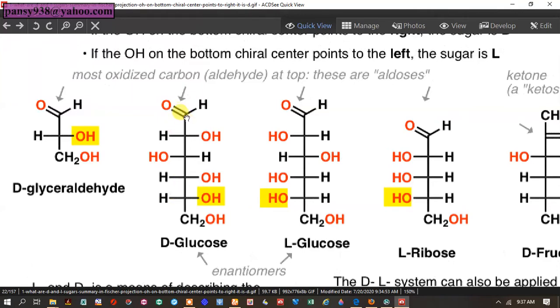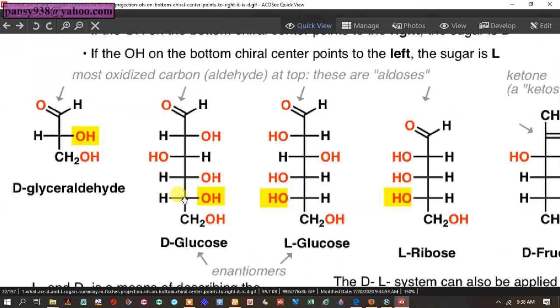Remember that this is carbon number 1, where the functional group is present, carbon number 2, carbon number 3, carbon number 4, carbon number 5 and carbon number 6. And of these 6 carbons, 4 are chiral or asymmetric carbons. This one is the first chiral carbon, this is the second chiral, this is the third one, and this is the last one, the fourth one.